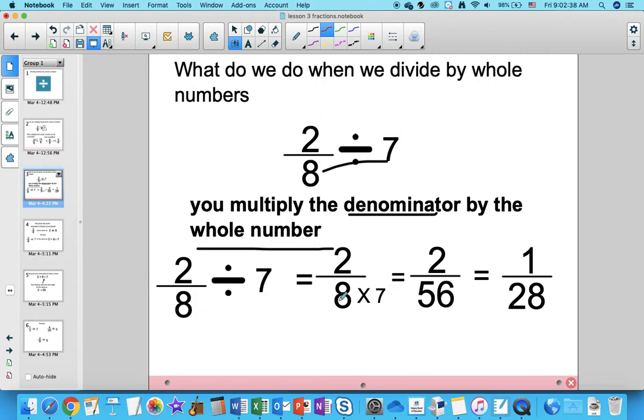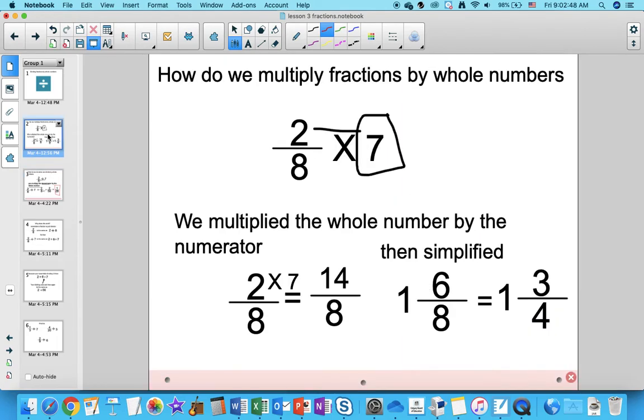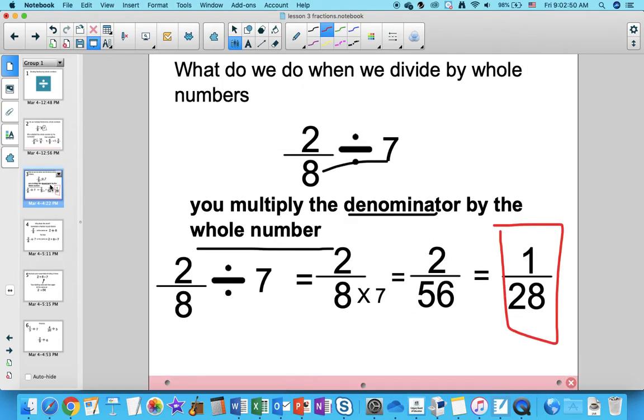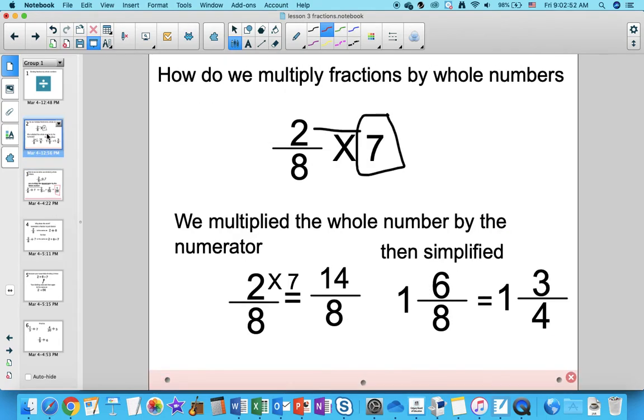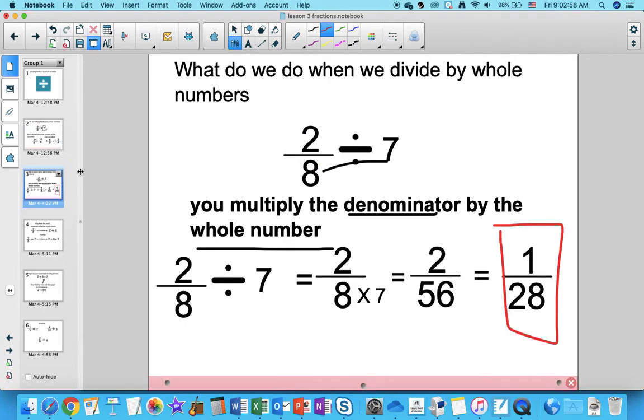So 7 times 8 is 56. So now you have 2 over 56. Can I simplify that? Yes, I can. And so that becomes my answer. And so at the end of the day, multiplying and dividing fractions by whole numbers, not really that different. You just need to be careful. Oh, I'm multiplying by a whole number, I multiply the top. Oh, I'm dividing by a whole number, I multiply the bottom. You're not even dividing at this point. And that's how you divide fractions by whole numbers.